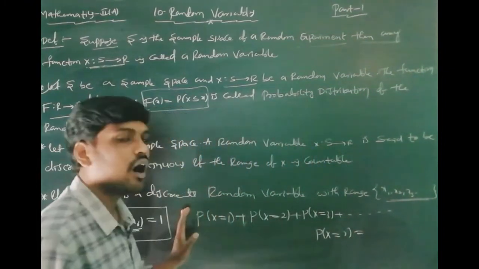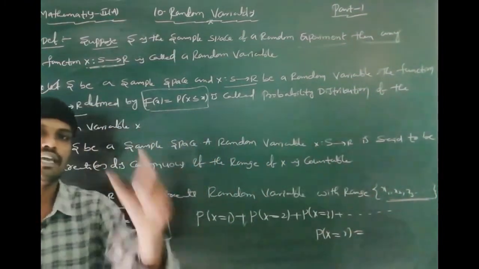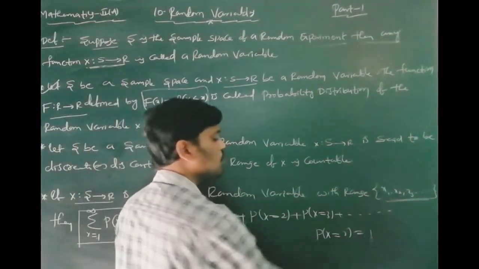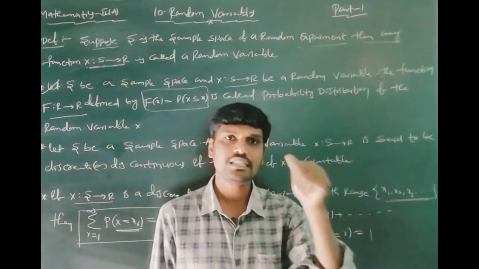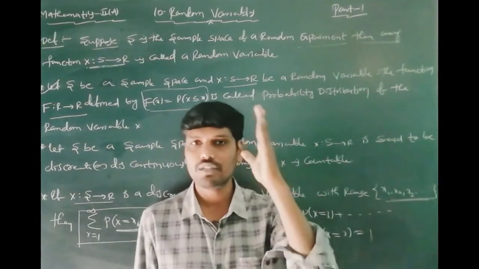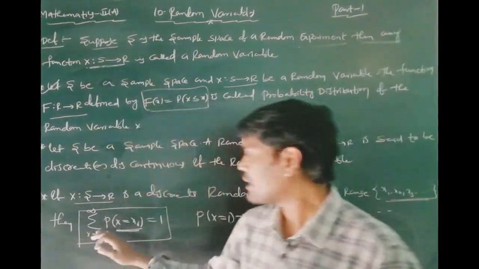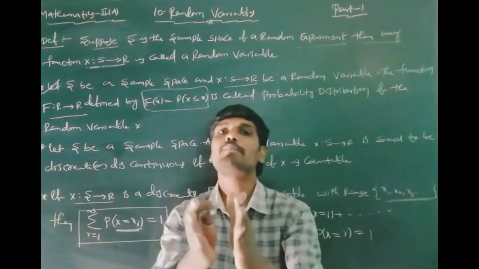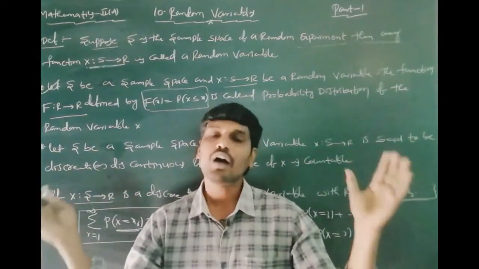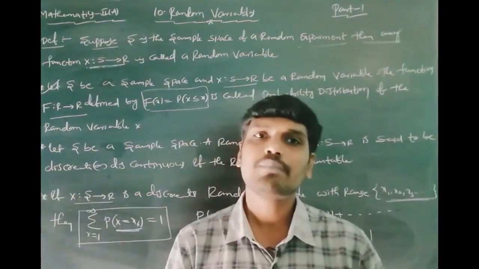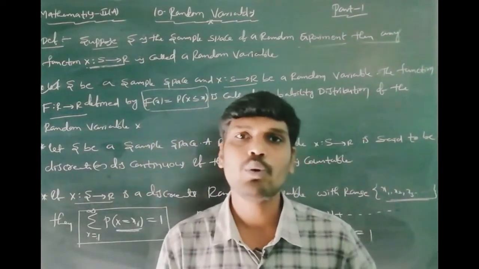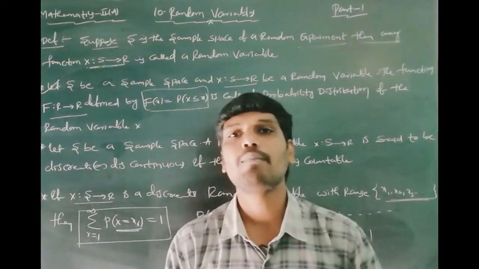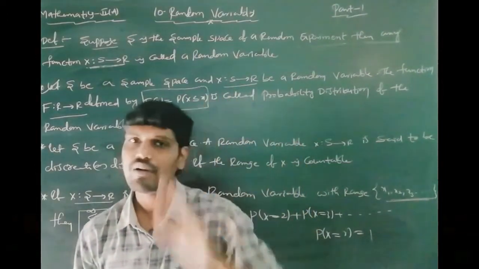The sum of all the events' probabilities must and should equal 1. This is a very important key point for solving problems in this random variable chapter. The total summation is the sum of all the probability functions. Here n probabilities are there, or infinitely many probabilities are there. The sum of the infinitely many probabilities is compulsorily equal to 1.